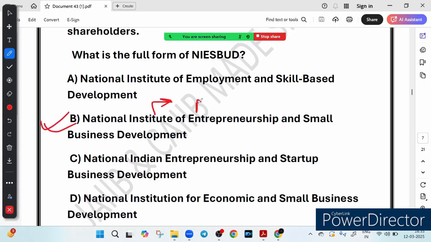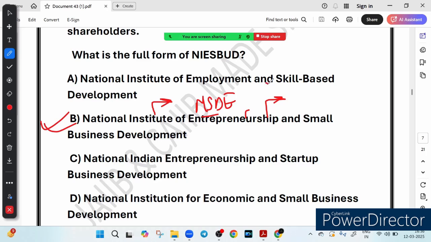I told you it is under MSDE. MSDE, Ministry of Skill Development and Entrepreneurship, Government of India. Its headquarters is in Noida, Uttar Pradesh. It plays a major role in training and promoting entrepreneurship and small businesses. It provides workshops, training programs, and skill development initiatives.